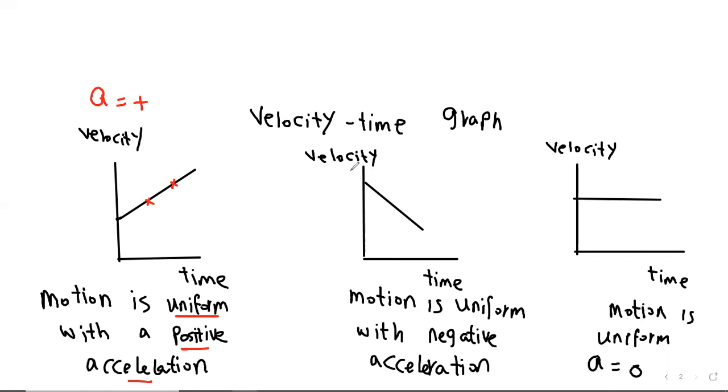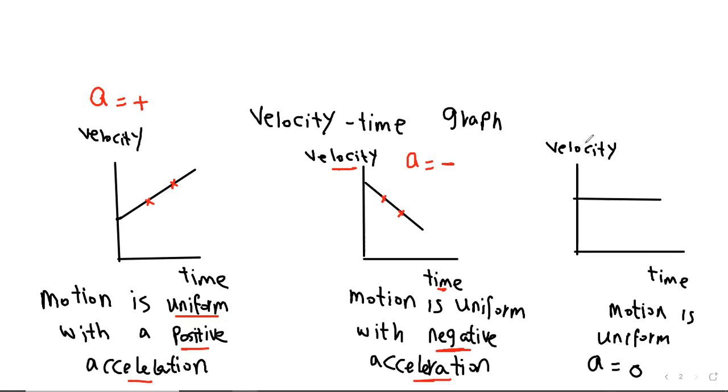In the second graph, we have a relation between velocity and time. If we find the change in velocity over the change in time, which gives us the acceleration, the acceleration in this case is a negative constant number. And the motion here is uniform with a negative acceleration.